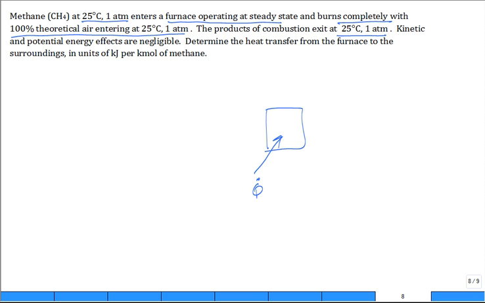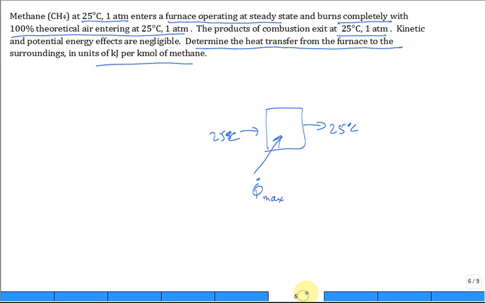Okay, so this problem calculates what is sort of the largest magnitude of heat transfer out, where the products would come out at 25 degrees C, the reactants come in at 25 degrees C. All right? So it says determine the heat transfer from the furnace to the surroundings in units of kilojoules per kilomole of methane. We can come back and do this problem now.